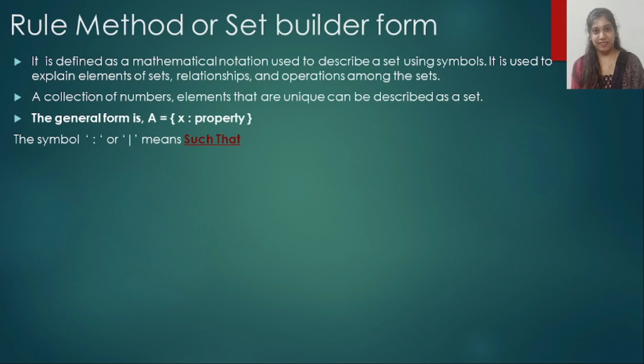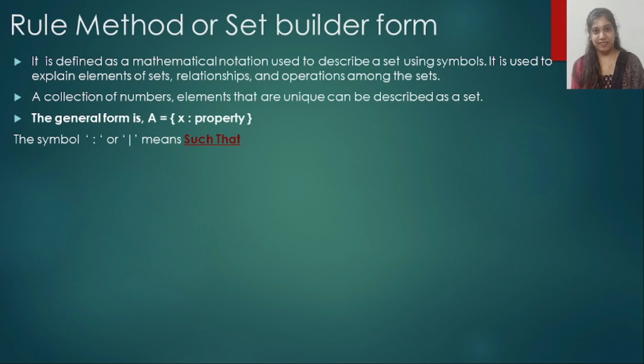We will just read the definition. It is defined as a mathematical notation used to describe a set using symbols. It is used to explain elements of sets, relationships and operations among the sets. So it is a collection of numbers or elements that are unique and can be described as a set. The general form is written as A equals {x : ...}. The colon is a symbol which also means such that. You can also write a dash.